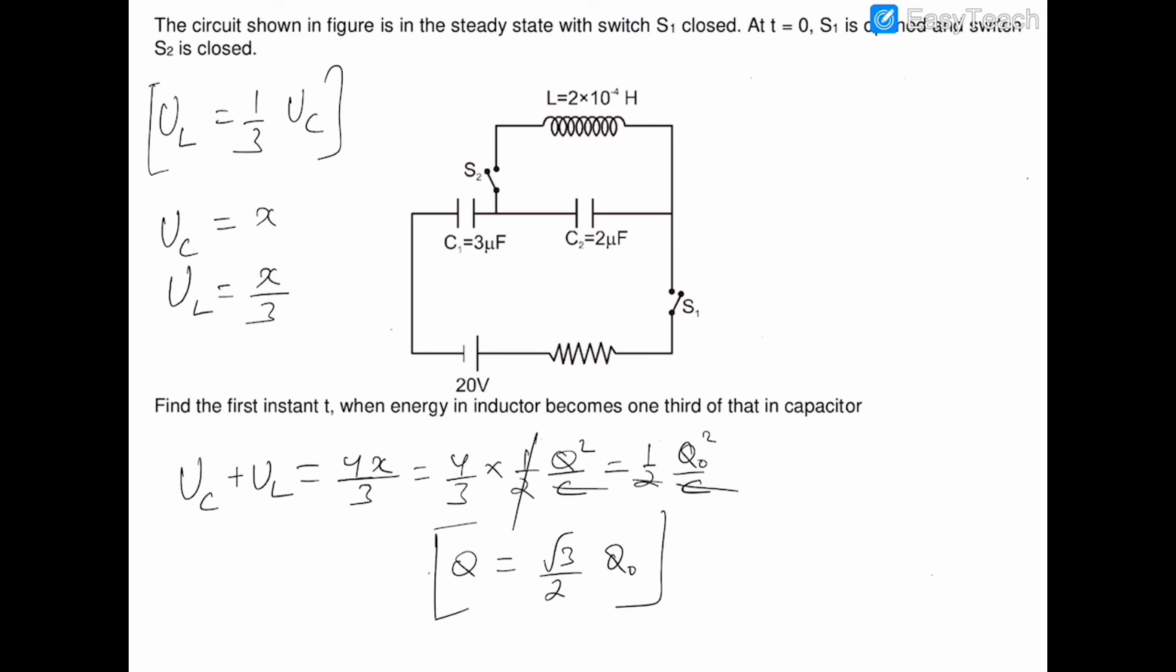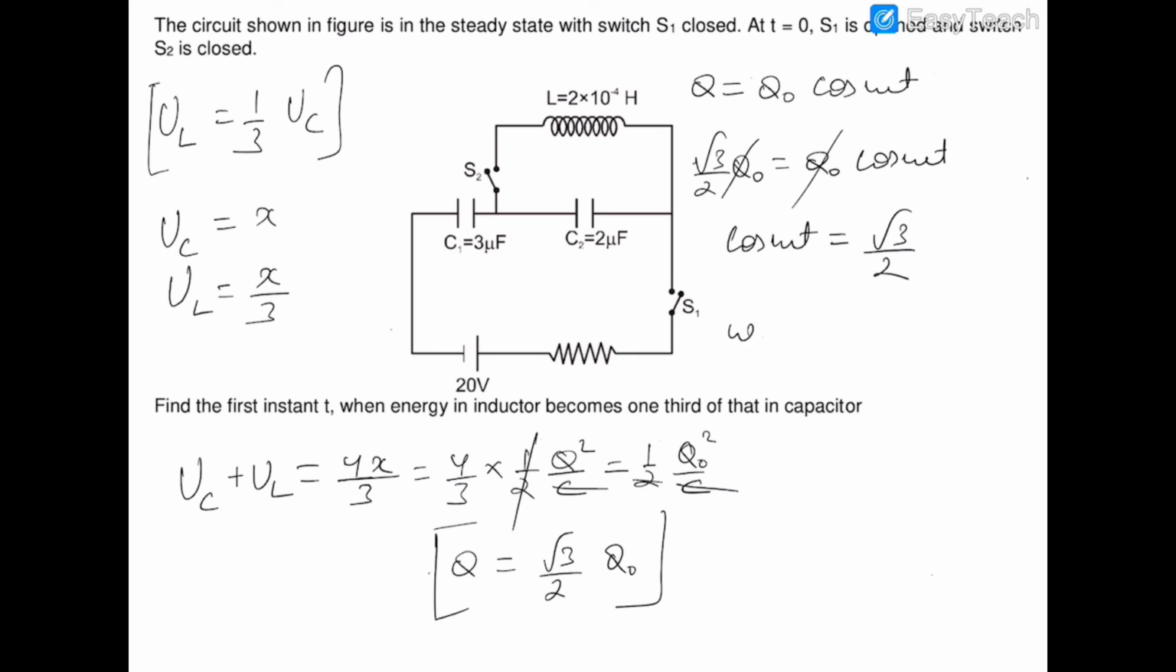Now we know that the equation of q as a function of time is q = q naught cos omega t. We all know this. So we have to find the instant when q will be equal to root 3 by 2 of q naught. So root 3 by 2 of q naught is equal to q naught cos omega t, and therefore cos omega t will be equal to root 3 by 2, and we know that cos omega t is equal to root 3 by 2 when theta is equal to pi by 6, which is 30 degrees.